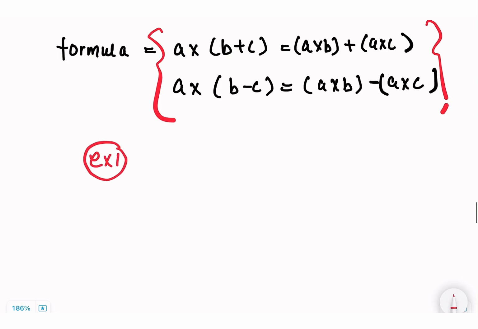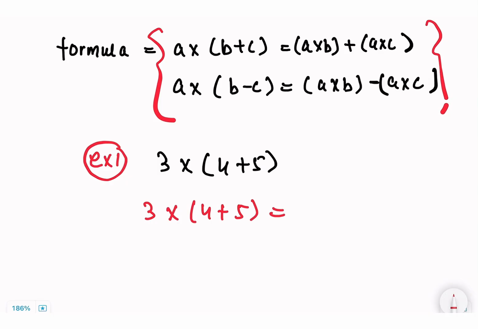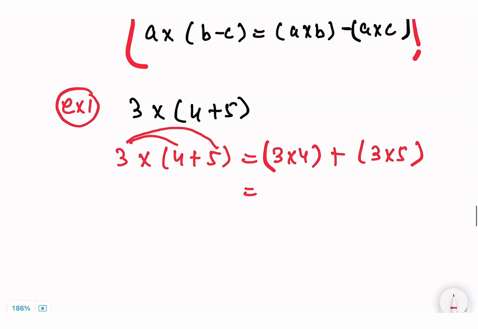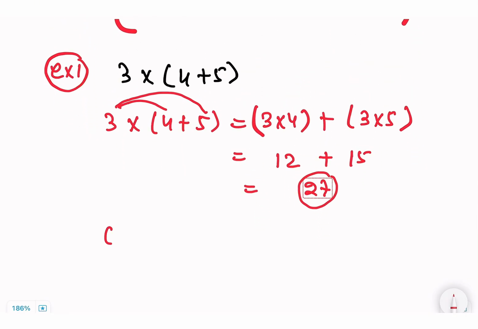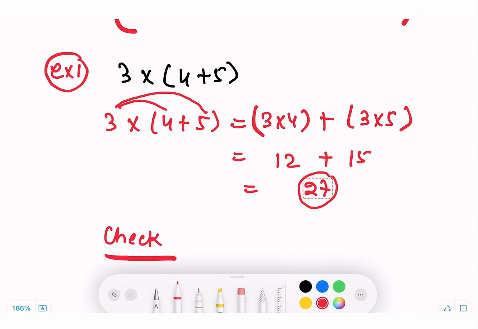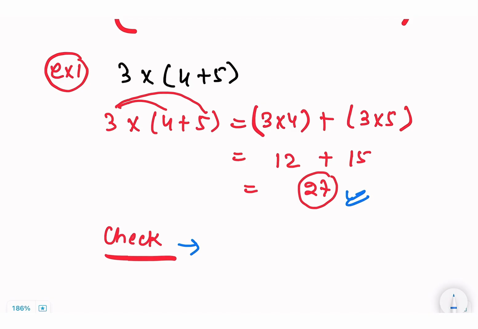Example 1. I'm taking one question. Suppose 3 times (4 plus 5). So 3 times (4 plus 5) is equal to 3 times 4 plus 3 times 5. We separate it individually. Okay? It's going to be 12 plus 15. The answer will be 27. Now let's check together whether the answer is right or not.